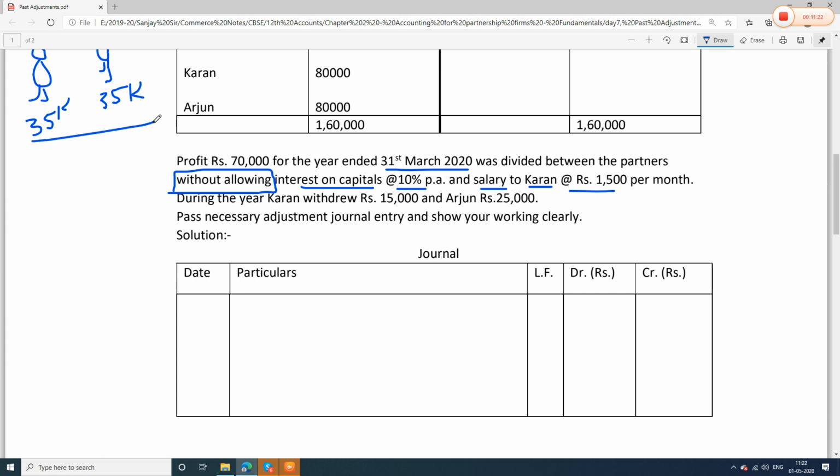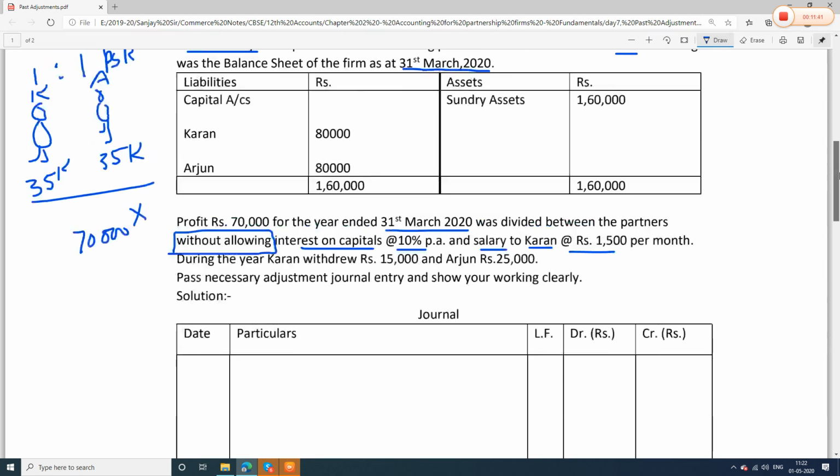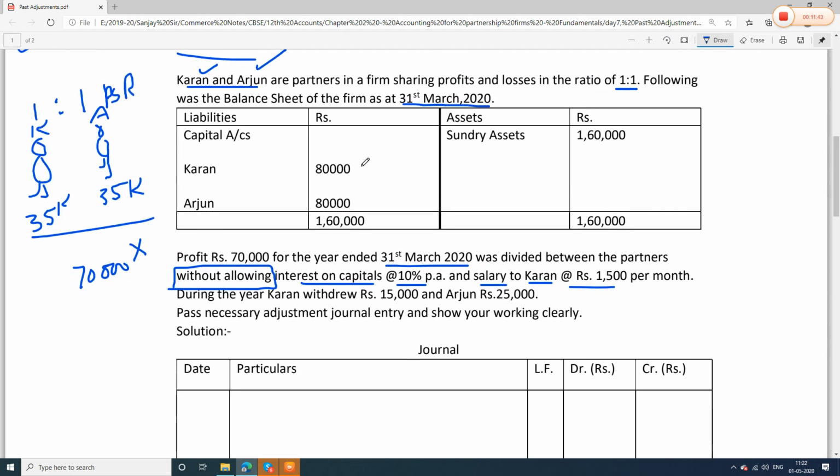So try to understand one thing very carefully. See guys, 70,000 is the profit, and suppose we would have paid interest on capital and salary to Karan, the profit would have been 70,000? No, the profit would have been reduced. So let us try to understand. Karan's capital is 80,000. So 10%, no, but this capital is as of 31st March. So in this case, what do we have to calculate?